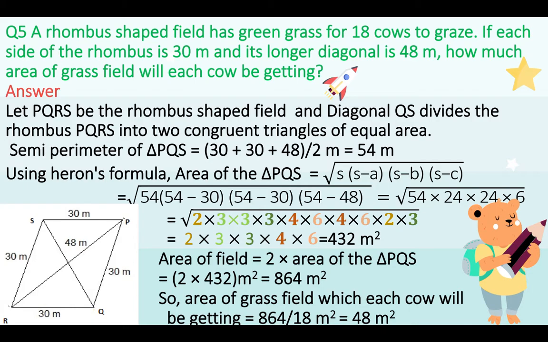Question number 5. A rhombus shaped field has green grass for 18 cows to graze. If each side of the rhombus is 30 meters and its diagonal is 48 meters, how much area of grass field will each cow be getting? To solve this question, first I need to find the area of the rhombus, then divide the area by 18 so that I can find out how much area each cow will get.